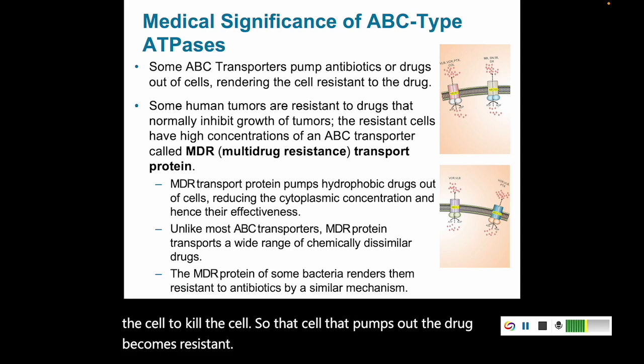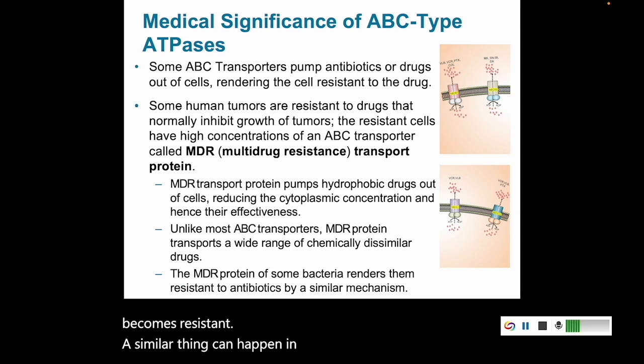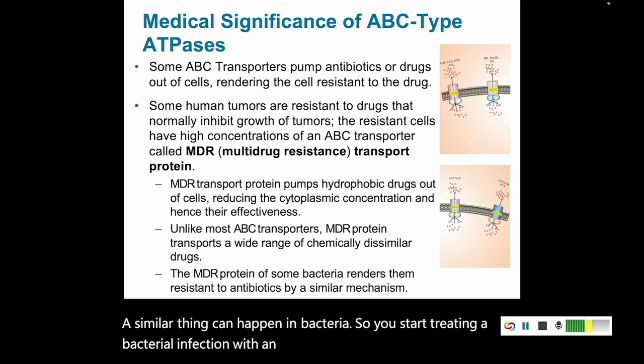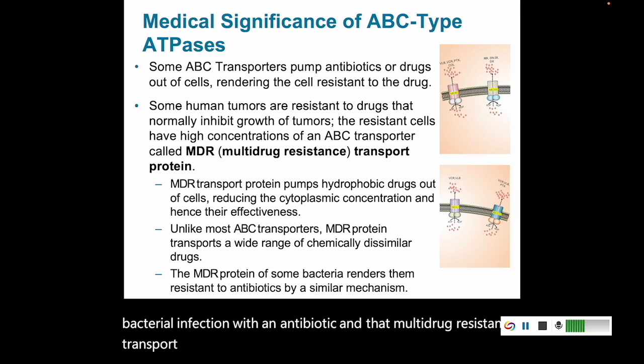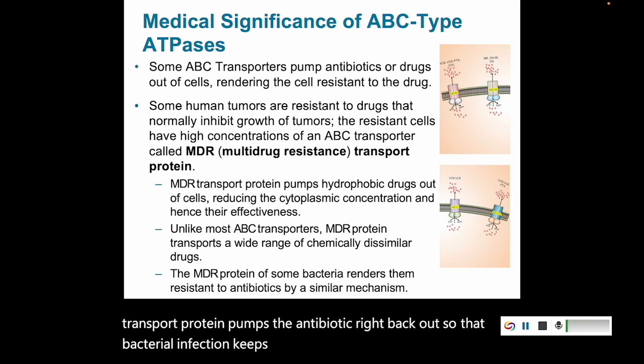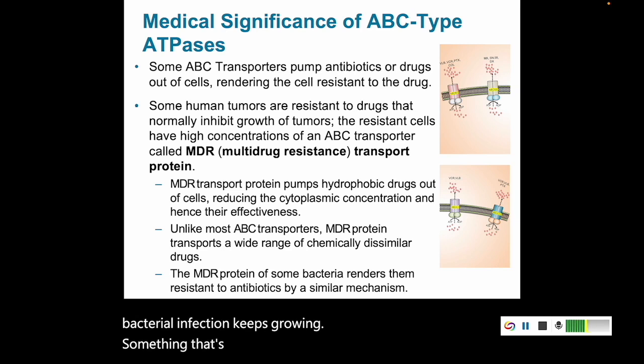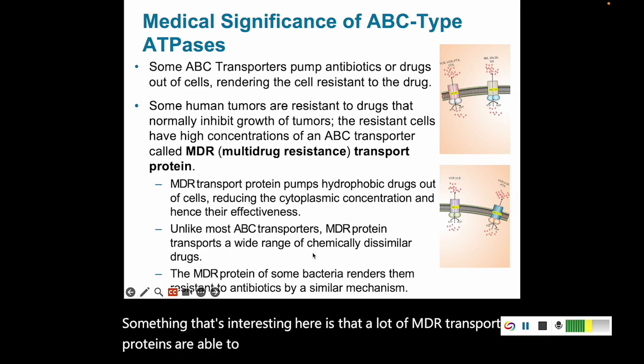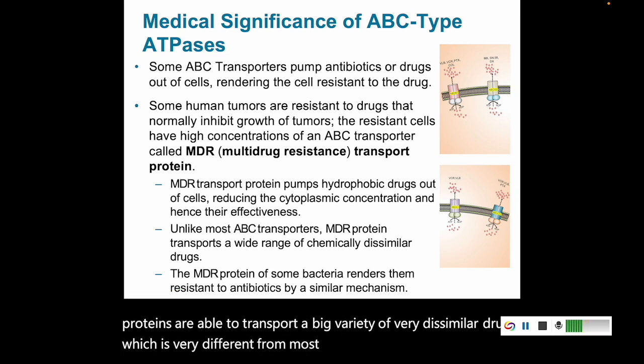A similar thing can happen in bacteria. So you start treating a bacterial infection with an antibiotic, and that multidrug resistant transport protein pumps the antibiotic right back out. So that bacterial infection keeps growing. Something that's interesting here is that a lot of MDR transport proteins are able to transport a big variety of very dissimilar drugs, which is very different from most active transport that is very specific.